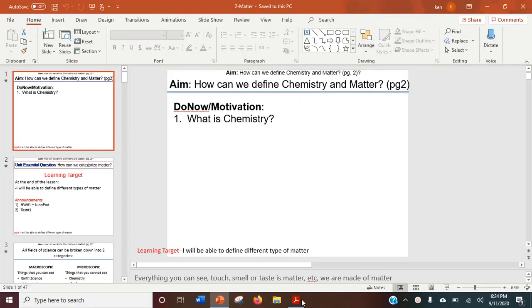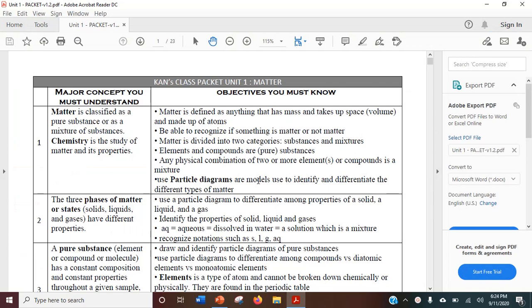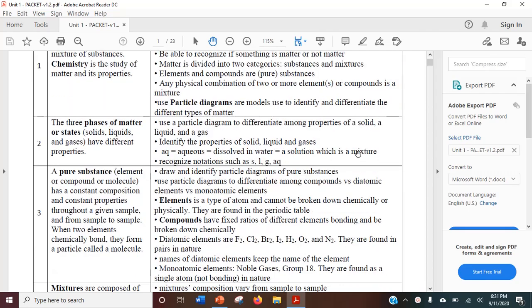Once you download the packet, it should be a PDF file. The first page of all my packets looks similar to this. It's basically a review sheet that lists out the major concepts and objectives that you must know. So use it to study for the exam. So let's go on to page 2.